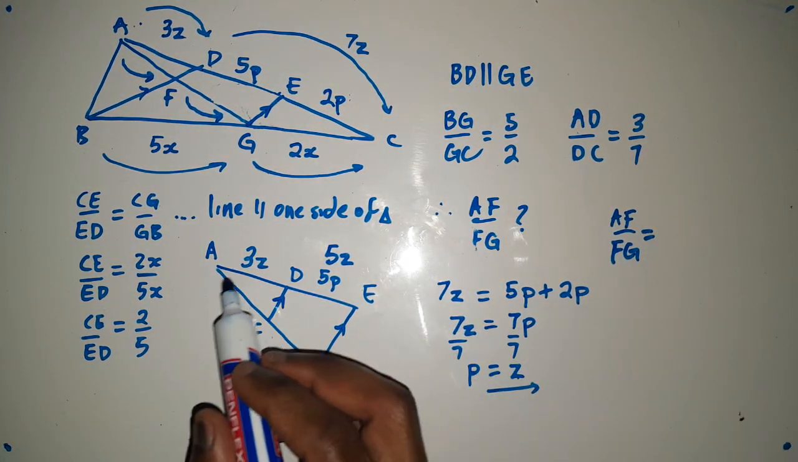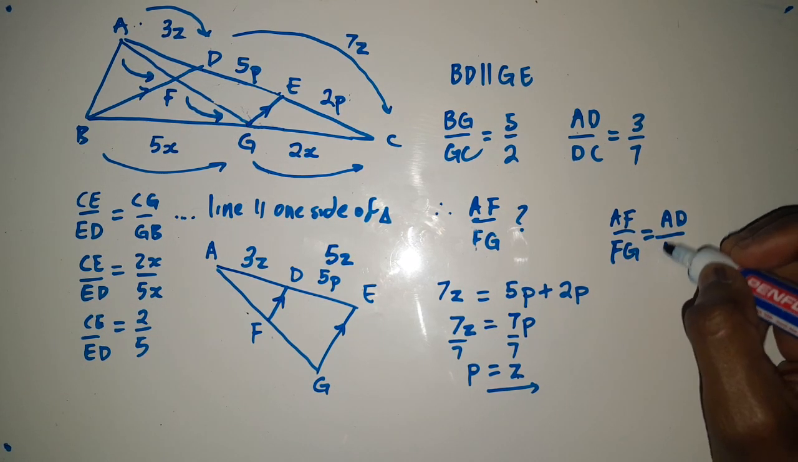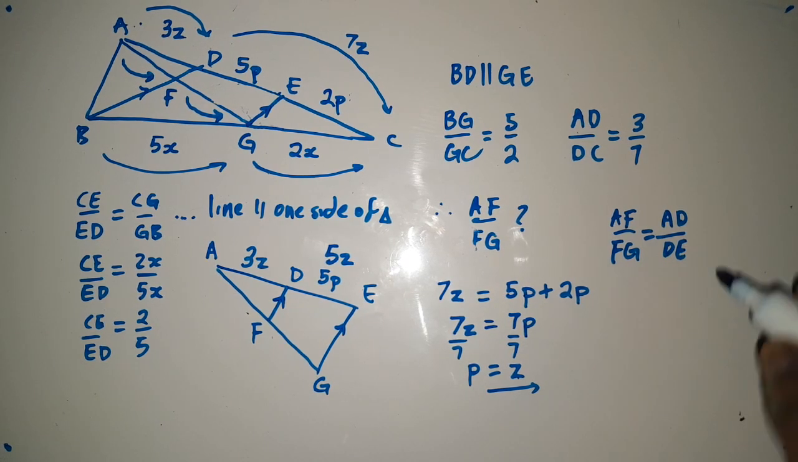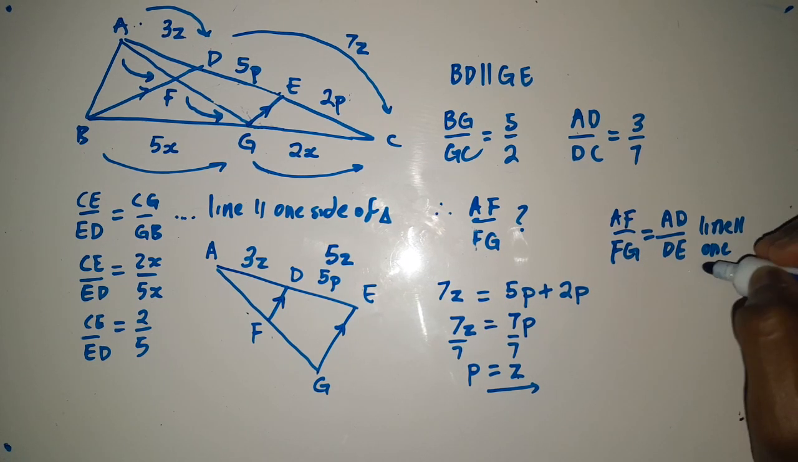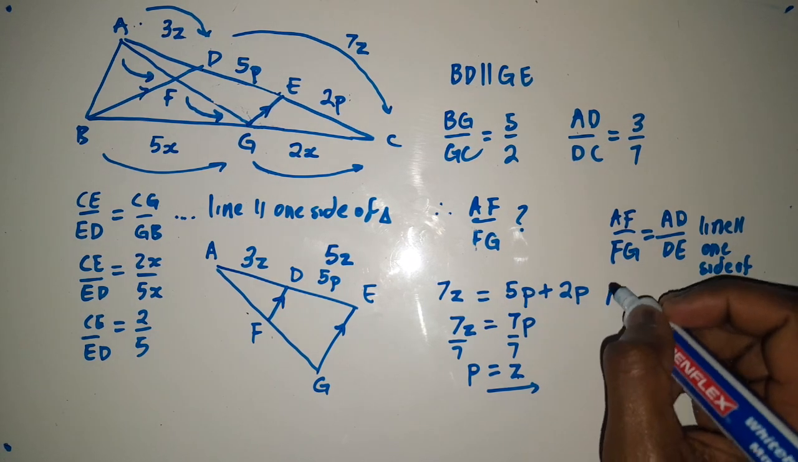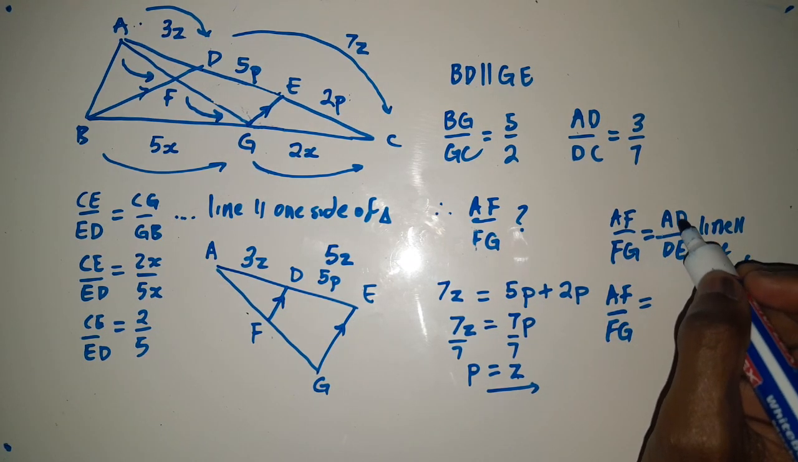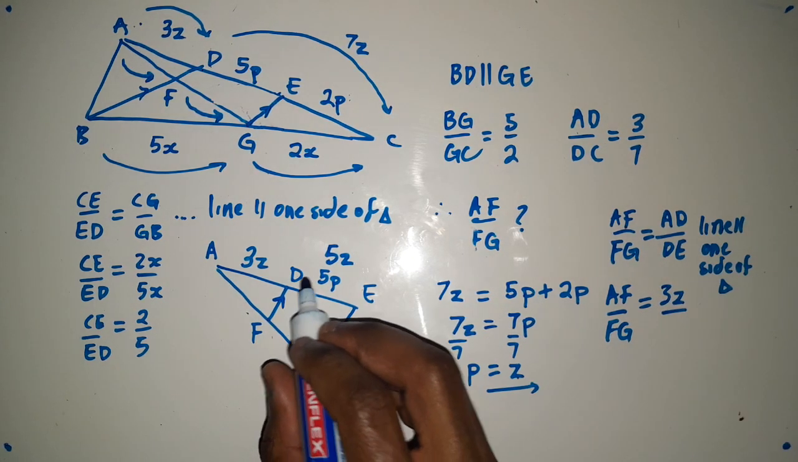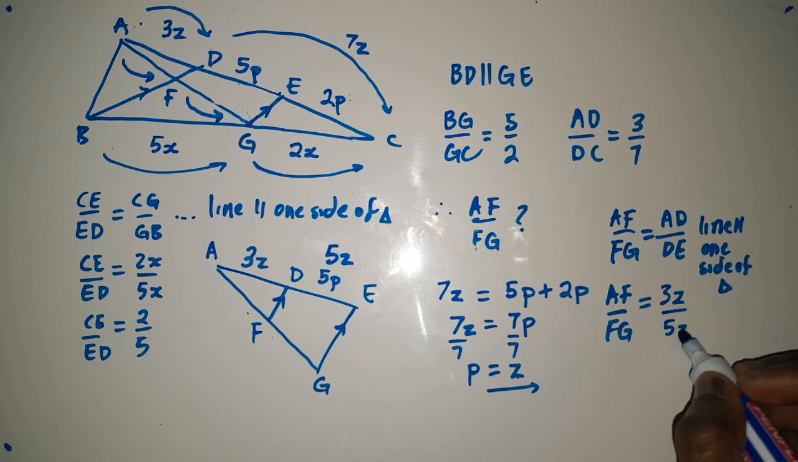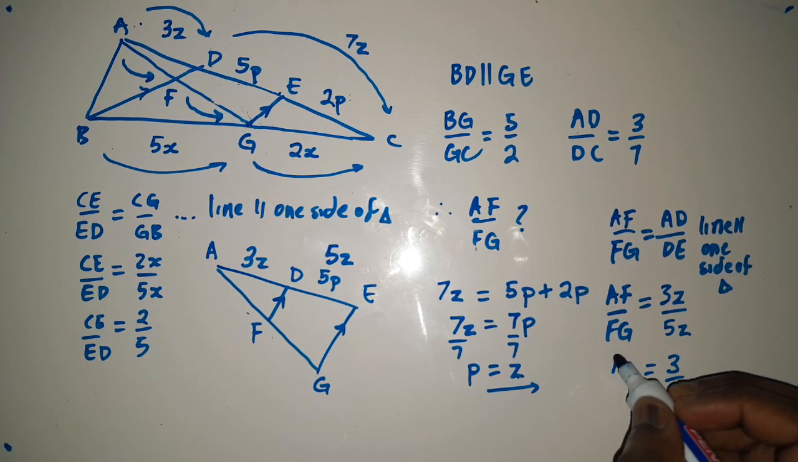Now we know AD divided by DE. I don't have much space now. Line parallel to one side of triangle. You see now, AF divided by FG. Do we know the value of AD? Yes, we do. It's 3. You can say 3z over DE, which is 5z. Then z cancels z. We are going to be left with 3 over 5.